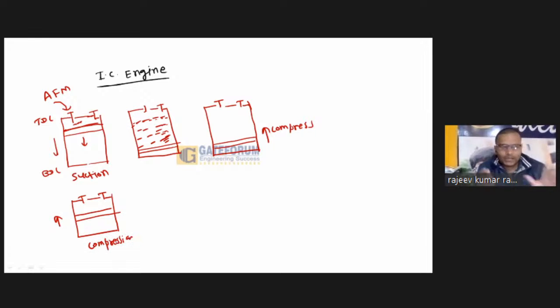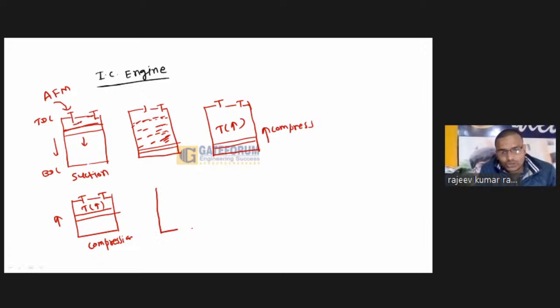When it is compressing, my dear friends, volume is going to decrease, and pressure and temperature are going to increase. During compression, temperature and pressure both will increase. Now try to understand what happens at the end of compression.